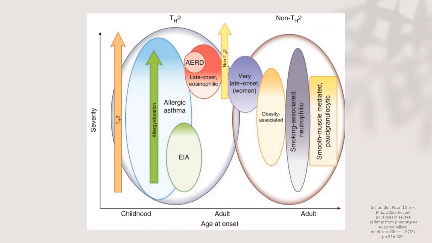Those are the ones that are most well understood and some of the ones that we see in the clinic that respond very well to our established therapy. But there's also a subset that doesn't respond well to therapy, and that's usually your non-type 2 asthmatics. Those are the ones associated with obesity, associated with smoking, neutrophilic, and paucigranulocytic asthma. Those are the patients that usually you'll be putting on endless amounts of steroids. They'll be coming to the ED every few months and not responding to that therapy.